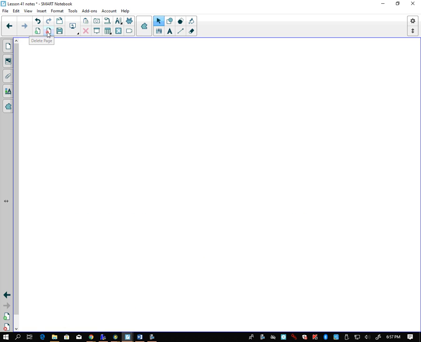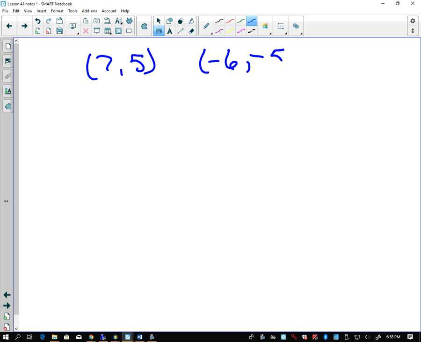Okay, so what you guys have on your sheet that you should be able to see is something along the lines of: what is the distance between (7, 5) and (-6, -5)? We're going to solve this two ways. First way, we're going to use the distance formula.